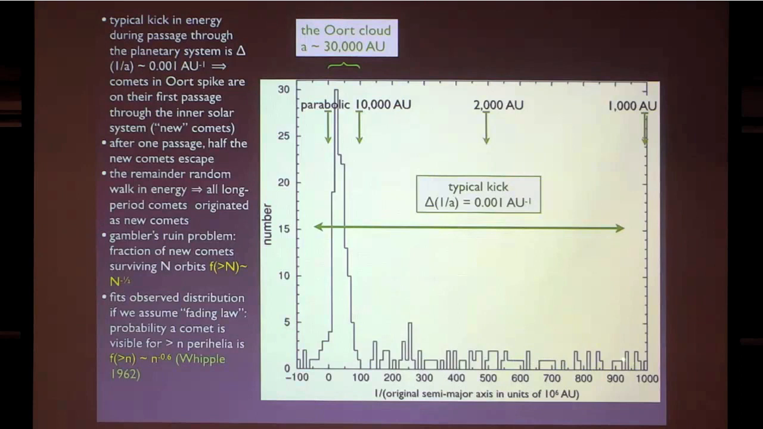In order to fit this quantitatively, you need to make the plausible, I think, but still somewhat arbitrary assumption that the comets that have been stored in the Oort cloud for a long time have more volatiles than comets that have gone past the sun, close to the sun multiple times. That means that they fade as they return to the sun. If you put in an empirical fading law that says that the probability that you'll still be visible after n perihelion passages goes like n to the minus 0.6, then you can reproduce this distribution very well.